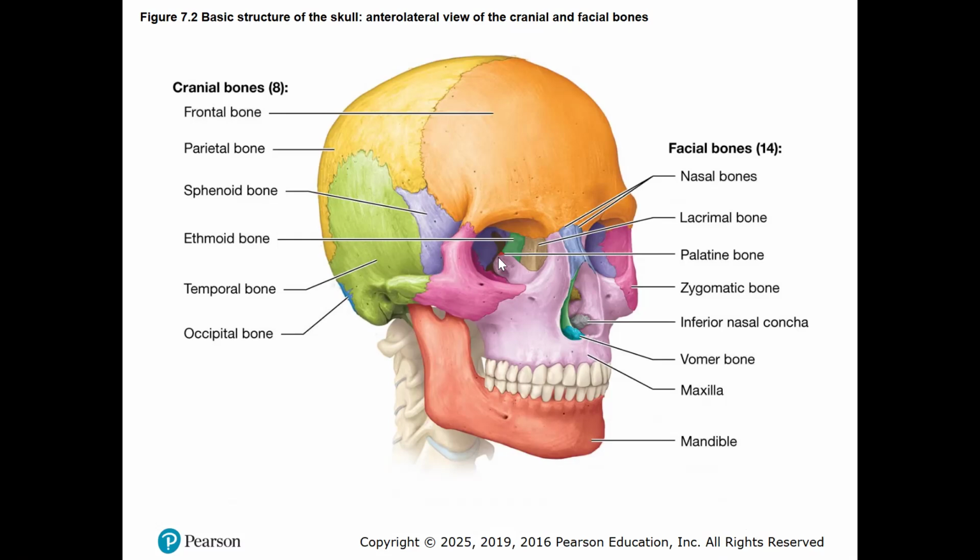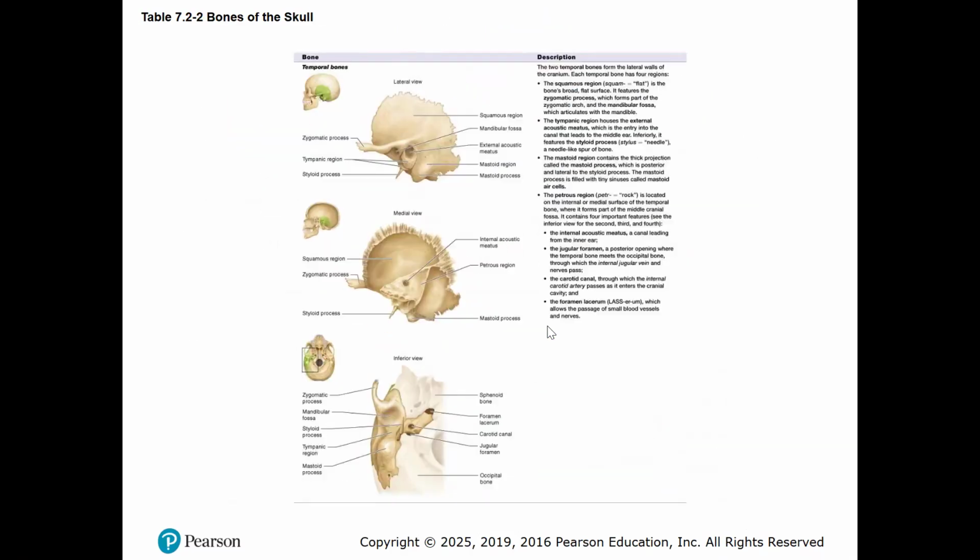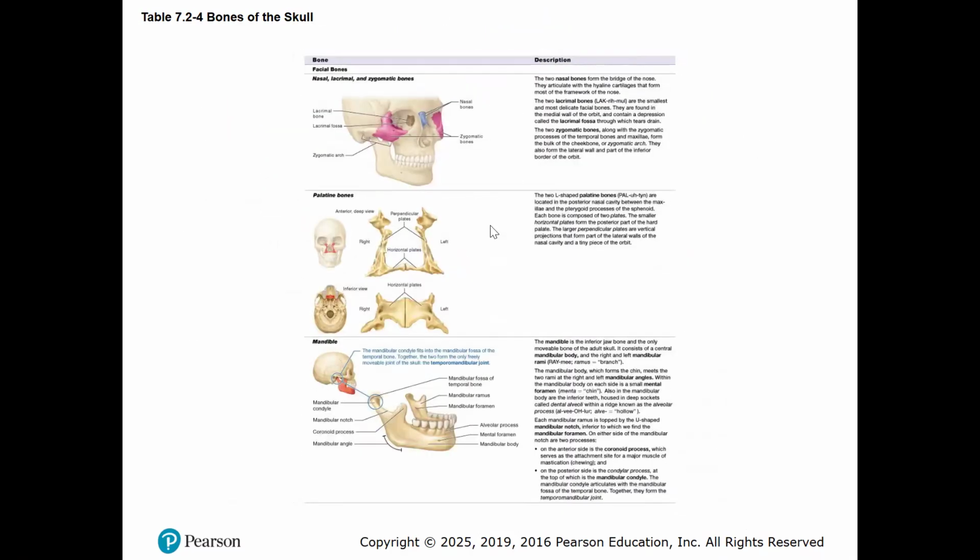Your palatine bone, that's kind of hard to see here. Let me go inward here and find that. Here we go. If you look at this posterior view here, it's really hard to see. I wish I could zoom in, but the posterior portion here forms your hard palate.